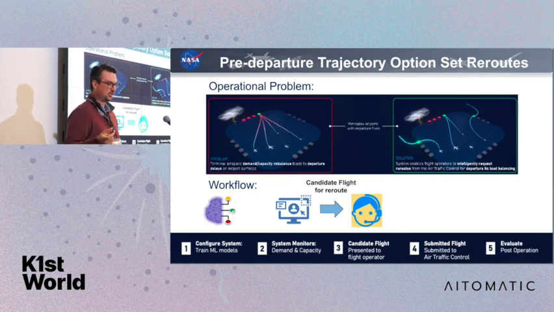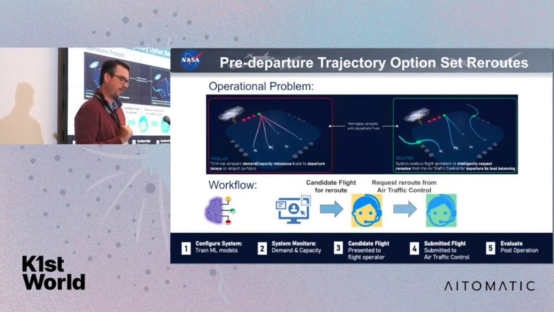So even though the system might detect some route is a good candidate for reroute, it's not going to automatically put the flight on that route. It's going to recommend a reroute to the flight operator. So here, this little orange human represents a flight operator. Think about American Airlines, Southwest Airlines, etc. The human looks at this prediction and will evaluate if they want to submit that flight for a reroute or not.